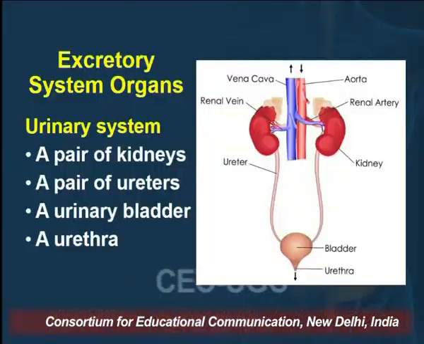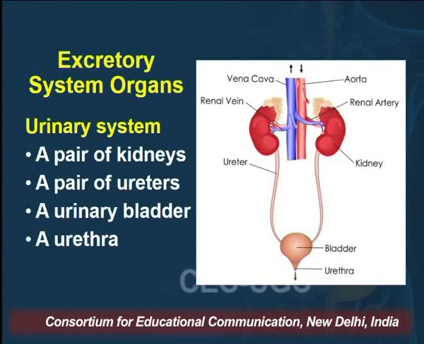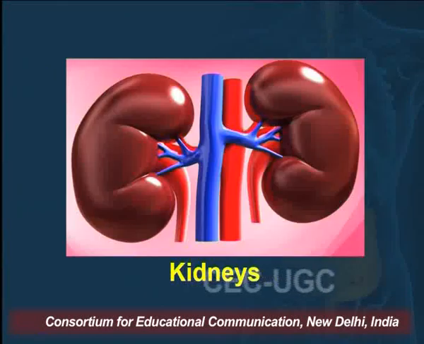Let us have a detailed look at the excretory system notes to explore the excretory system in human beings, different organs of the excretory system and the mechanism of excretion in humans. So, these are the excretory system organs. And in particular today we are going to study about the urinary system. So, in the urinary system there is a pair of kidneys, a pair of ureters, a urinary bladder and the urethra. So, let us start with the kidney.